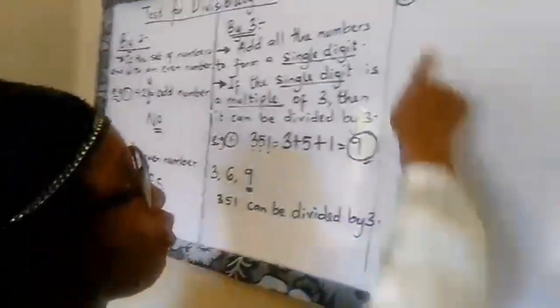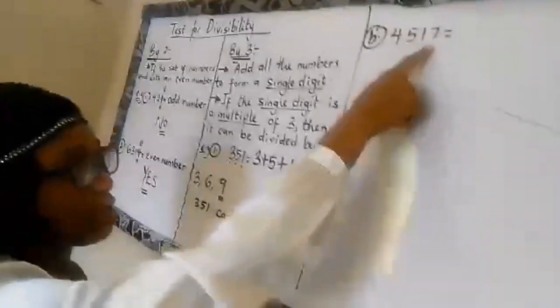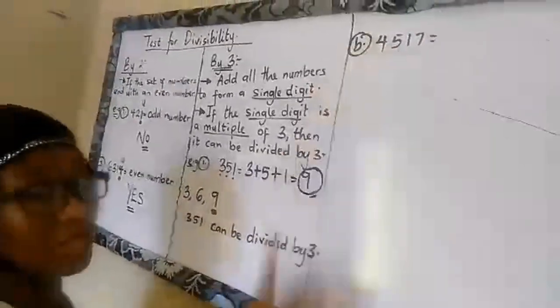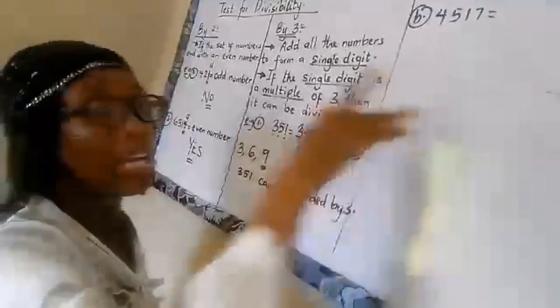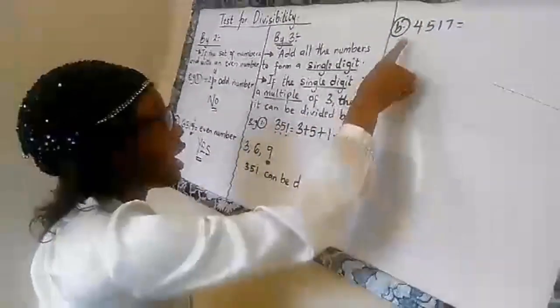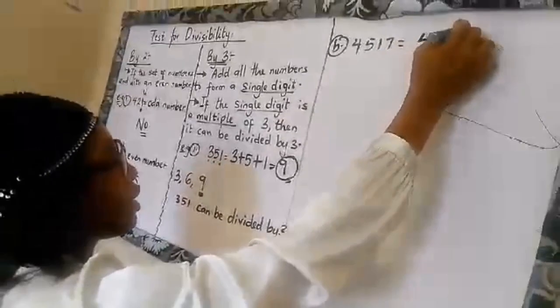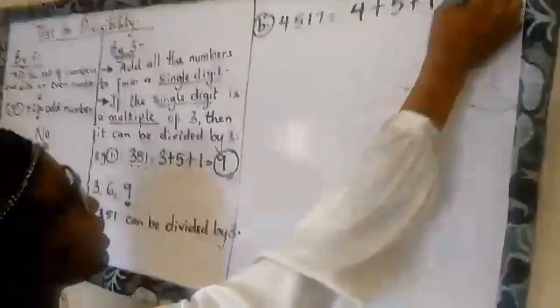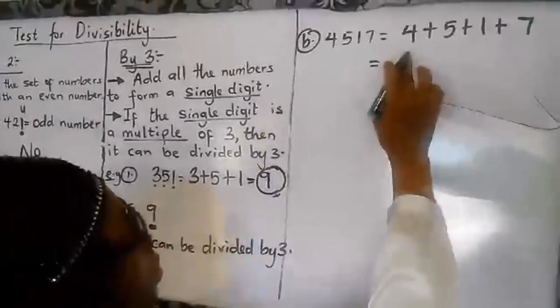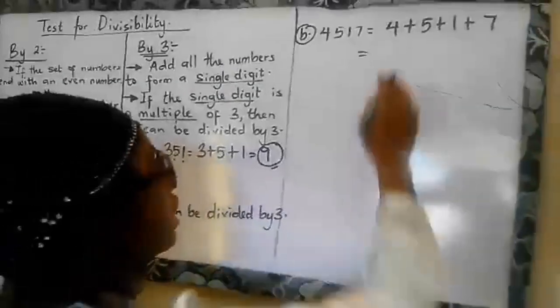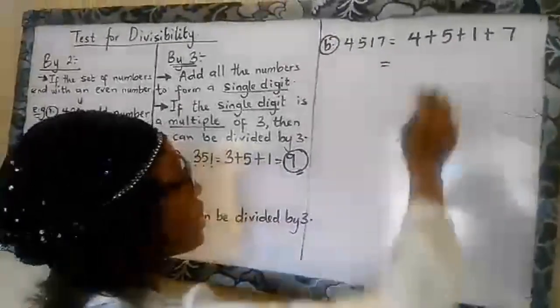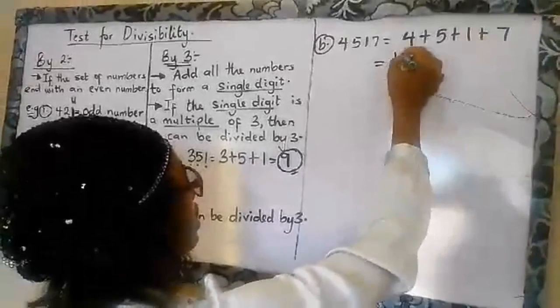Now you have 4,517. Can 4,517 be divided by 3? Just looking at it, let's find out. Step 1, we are going to add the whole number. So you have 4 plus 5 plus 1 plus 7. What is 4 plus 5? 4 plus 5 is 9. 9 plus 1 is 10. 10 plus 7 is 17.